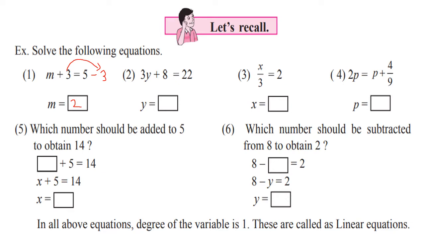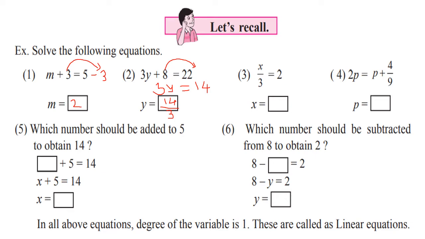Similarly, 3y plus 8 is equal to 22. First of all, you will shift this 8 to this side. That means you will get 3y is equal to 22 minus 8. What is the answer? Answer is 14. So 22 minus 8 is 14, and therefore y is equal to 14 divided by 3. When 3 is in multiplication and if we change the side, it is going to come in division. So answer will be 14 divided by 3.